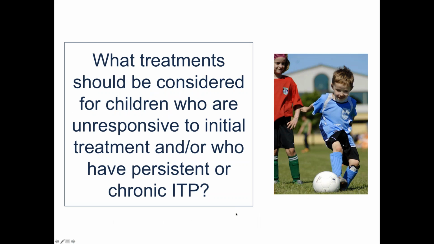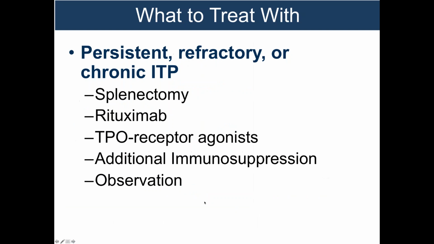So what treatment should be considered for children who are unresponsive to initial treatment and/or who have persistent or chronic ITP? I'll start just by defining some terms. Persistent ITP now represents patients between 3 and 12 months, and chronic is beyond 12 months. Refractory refers to a patient's individual response to first-line therapy.